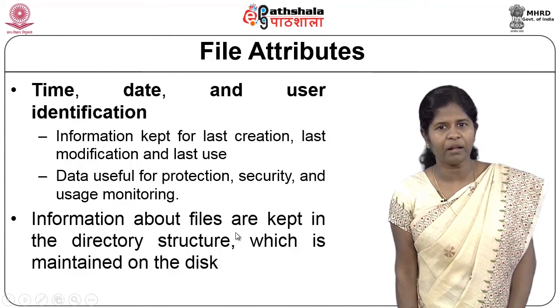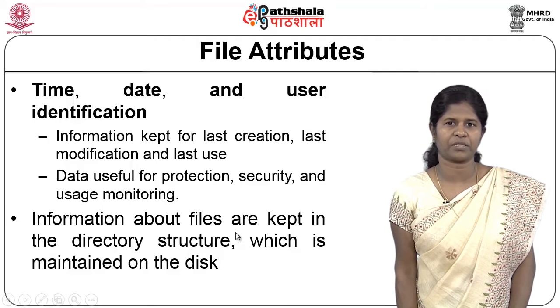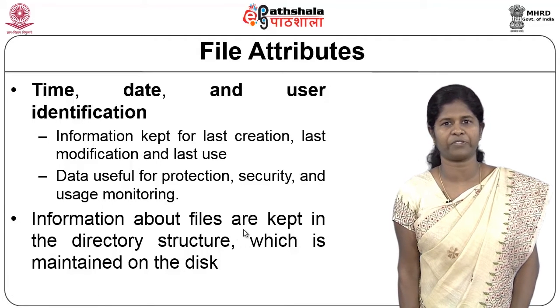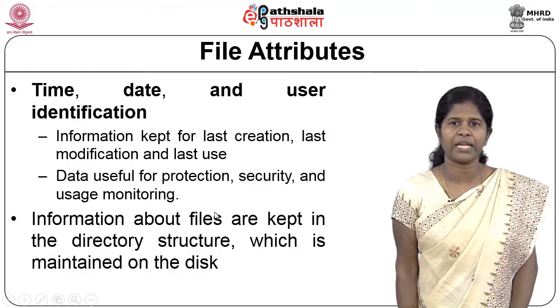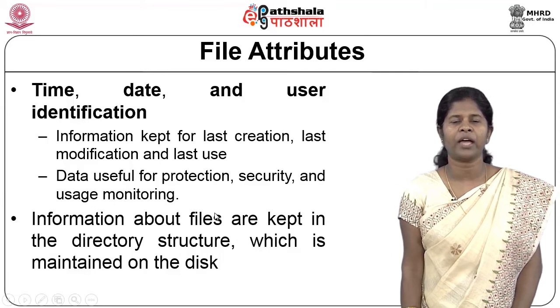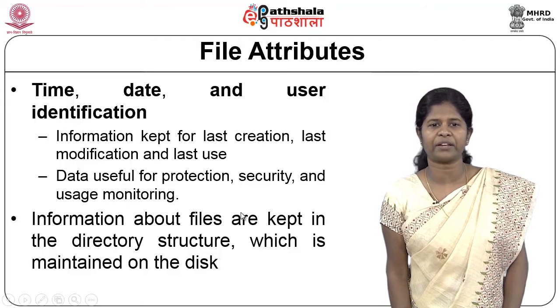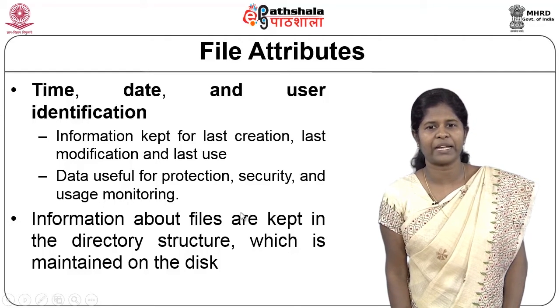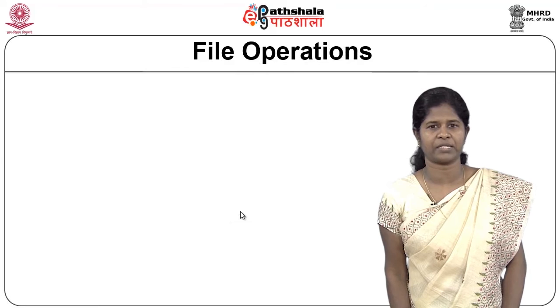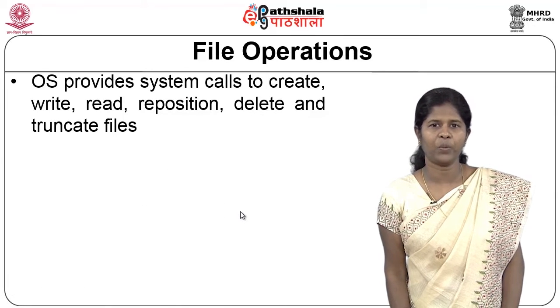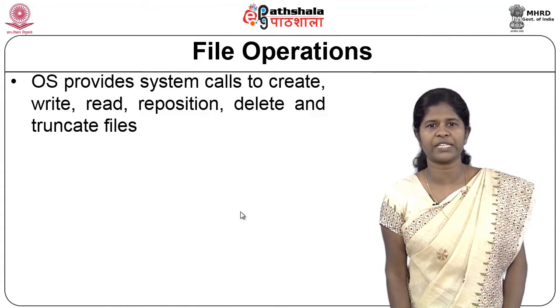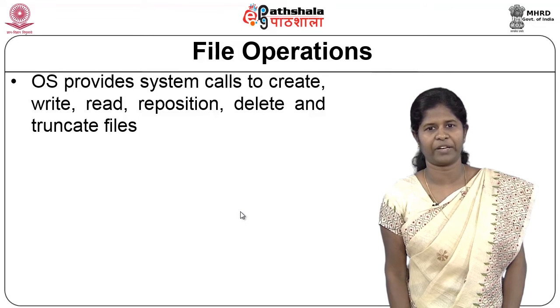And where are all these information kept? We saw a number of attributes for a file like the name, the size, the location, and so on, and all these attributes are generally kept in the directory structure, and this directory structure is maintained in the disk. And now we will see the different operations that can be performed on a file.